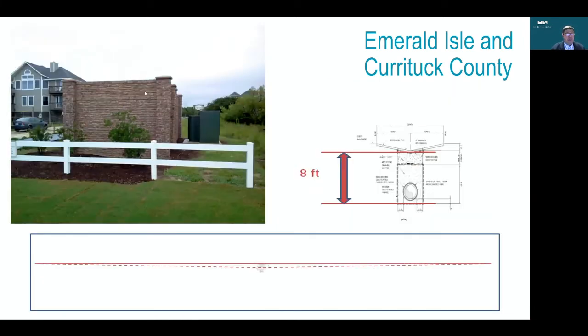This is just a graphic showing the generator system that they put in at Currituck County. To the right, I'm showing our infiltration system: 24-inch perforated HDPE pipe with a sock around it with a rock matrix. It's about 8 to 10 feet down, depending on where we're at.